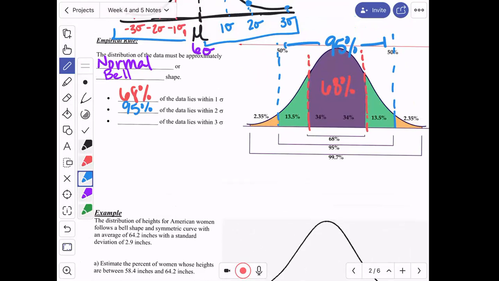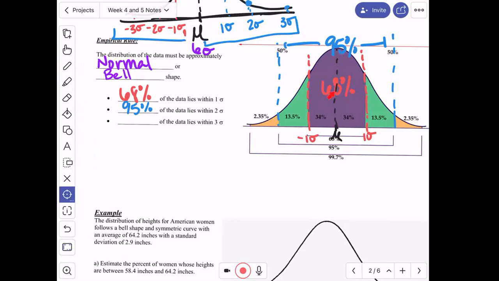And furthermore, we can separate it into how much sits within each one of these standard deviations out here. Remember, here's your mean mu. This is 1 sigma, this is -1 sigma. So if it's 68% sitting inside of here, that means from the mean to -1 sigma is 34%, and from the mean to +1 sigma is 34%. Can anybody tell me why?